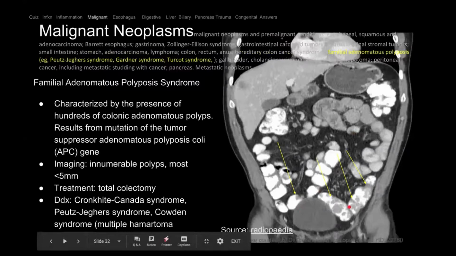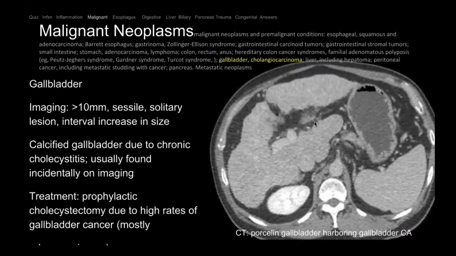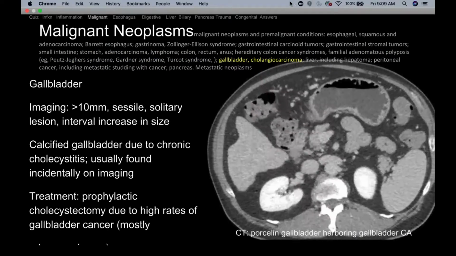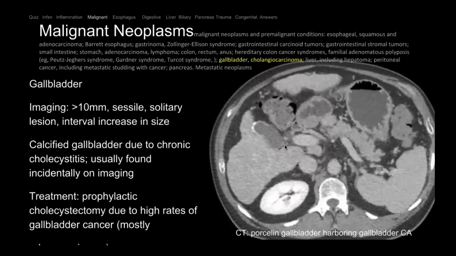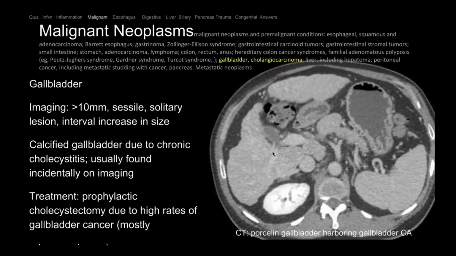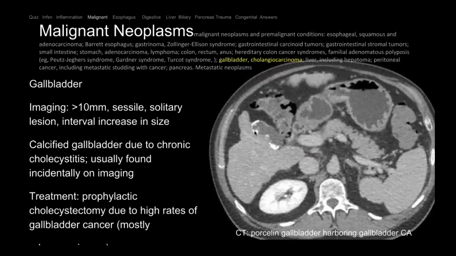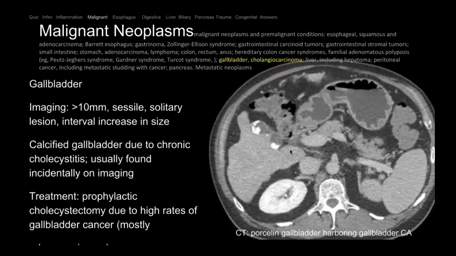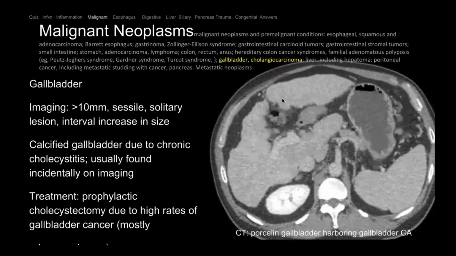So many patients will just get a prophylactic total colectomy. Here is a CT abdomen and pelvis. It's calcified, yeah. So you see these calcifications along the wall. So this is called porcelain gallbladder. And patients with porcelain gallbladder are at increased risk for gallbladder cancer.